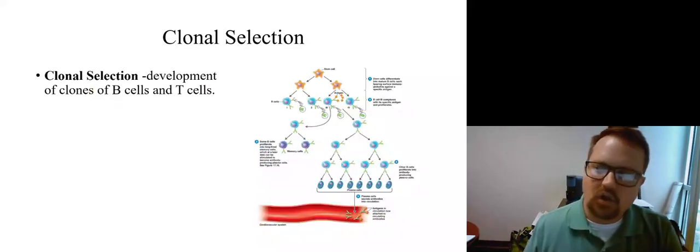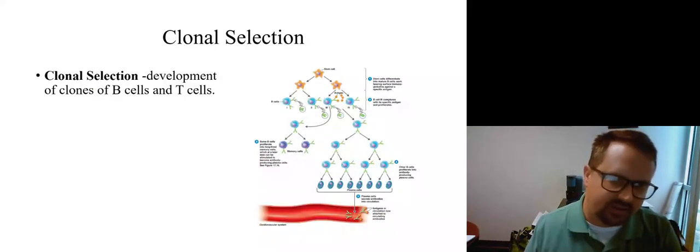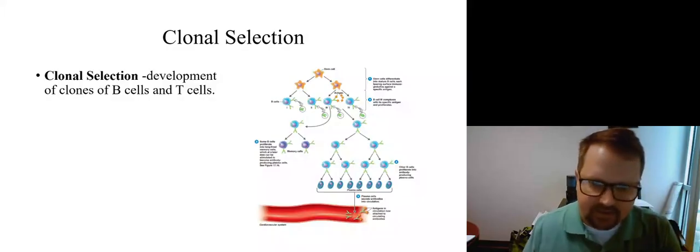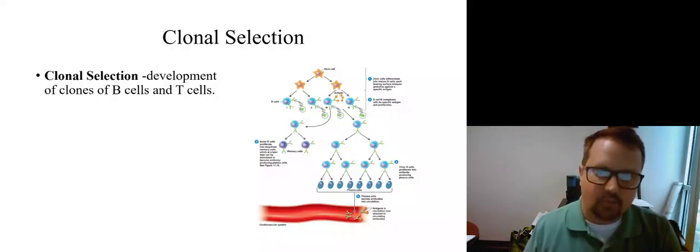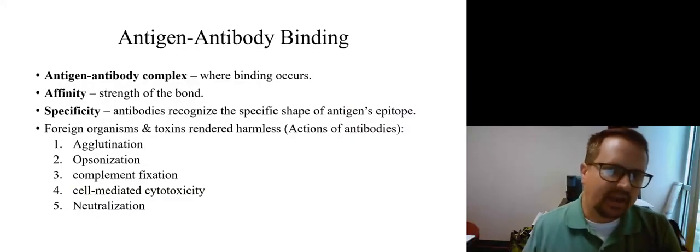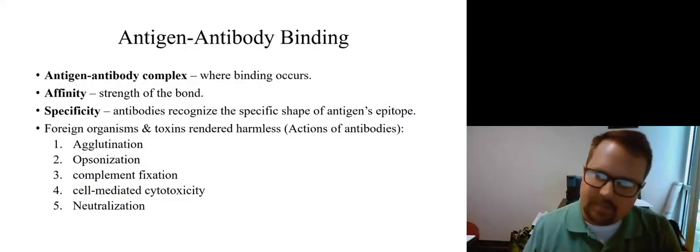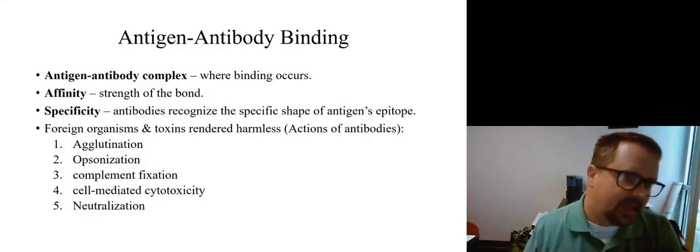Now, clonal selection is the development of clones of B cells and T cells. Now that we've made this B cell, we can clone them several times and make a bunch of them and really make a bunch of antibodies. We can clone these. Now, antigen-antibody binding. We made the antibody. We bind it.